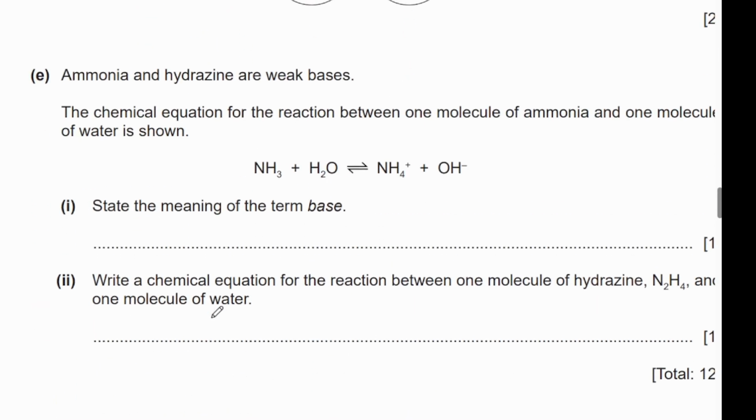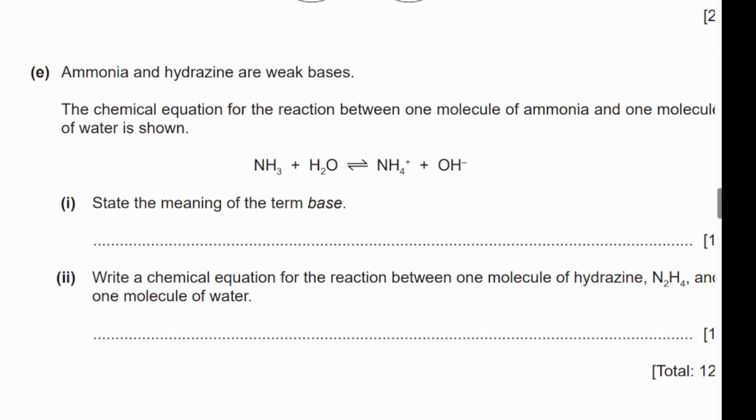Okay. E. Ammonia and hydrazine are weak bases.